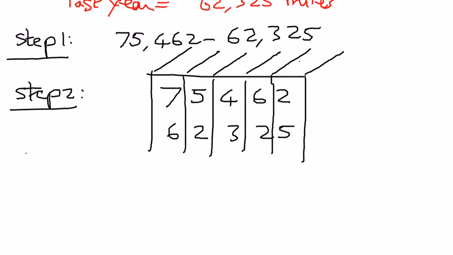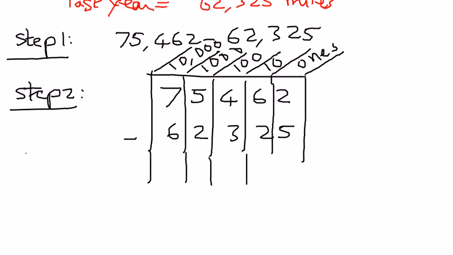So the first column here is the ones place, the second column is the tens place, the third column is the hundreds place, the fourth column is the thousands place, and the fifth column here is the 10,000s place. Okay, we are now ready to subtract.